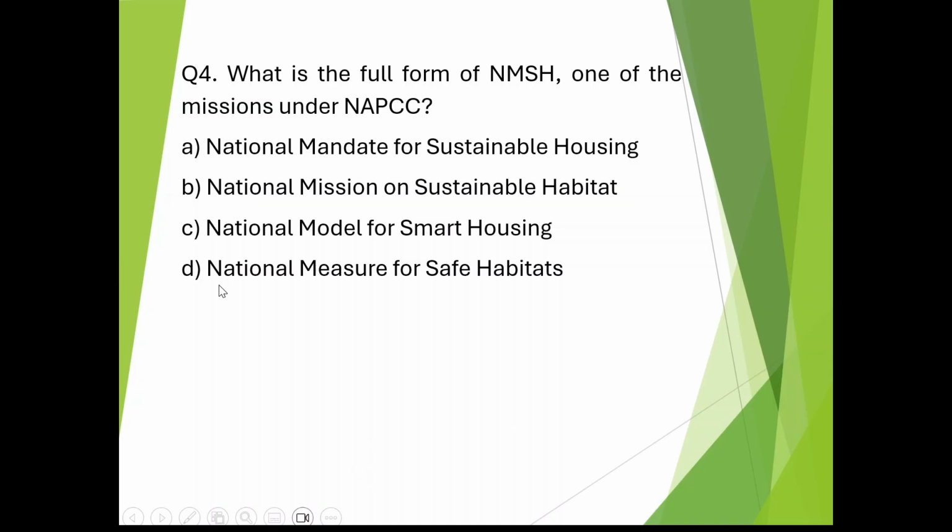NMSH. As I can see, most of you have opted for the correct answer. It is National Mission on Sustainable Habitat. This NMSH focuses on promoting eco-friendly practices, green building codes, and energy efficiency within India's urban and built environment sectors. So you have answered it correctly. Let's move to the next question immediately.